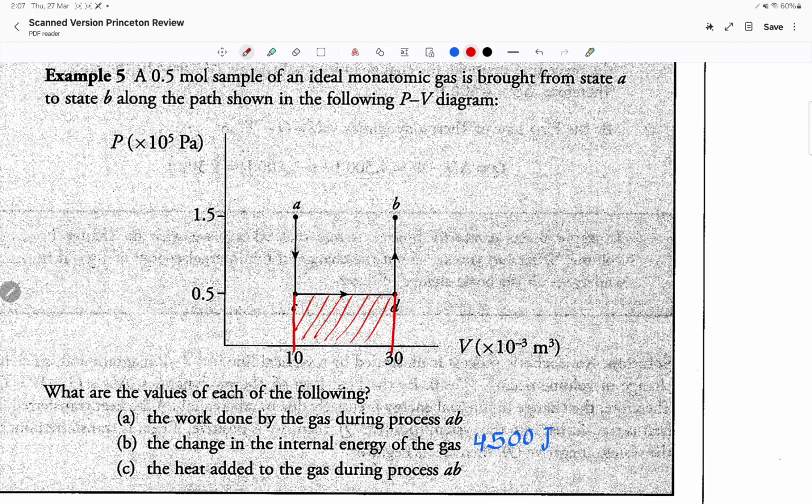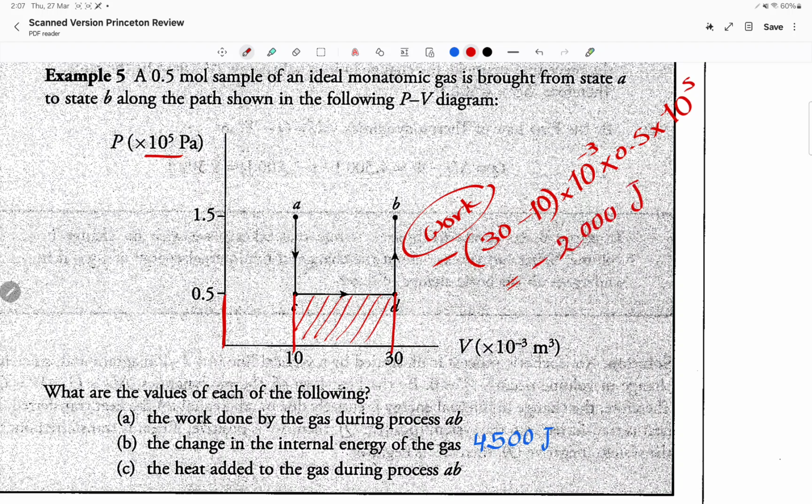So we're going to go from left to right. That means it should be negative work. Yeah. Don't forget the sign. So negative, we have 30 minus 10 times 10 to the power of -3, times the height, which is 0.5, and times this power. You get -2,000 joules, I believe. -2,000 or -1,000. Okay. So -1,000 here.